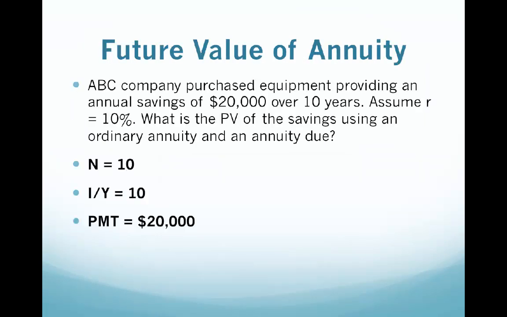The last example that we will calculate is the present value of an annuity using an ordinary annuity and an annuity due. ABC Company purchased equipment providing an annual savings of $20,000 over 10 years. Assume the interest rate is 10%. What is the present value of the savings using an ordinary annuity and an annuity due?